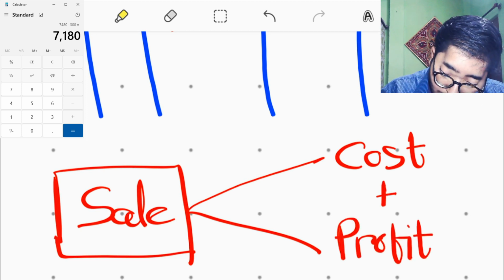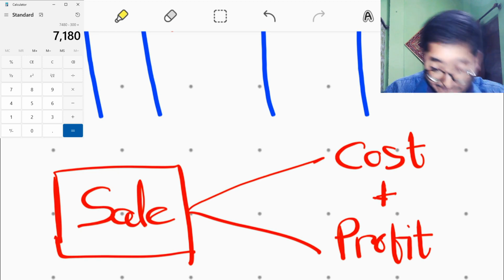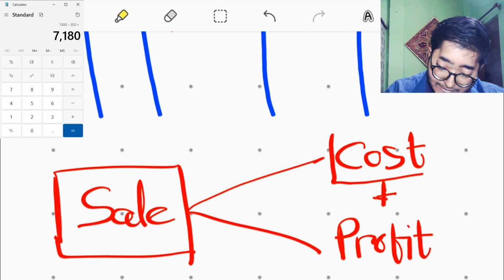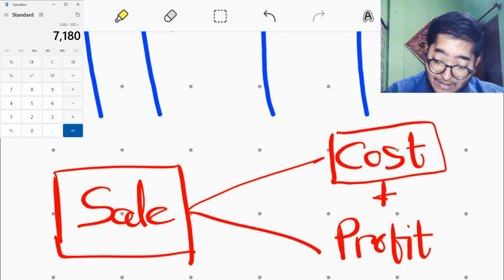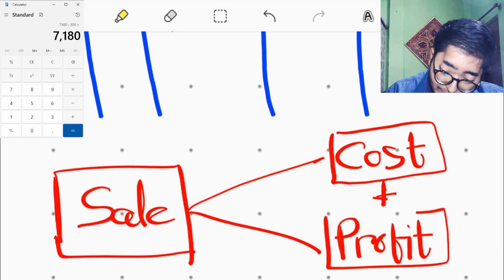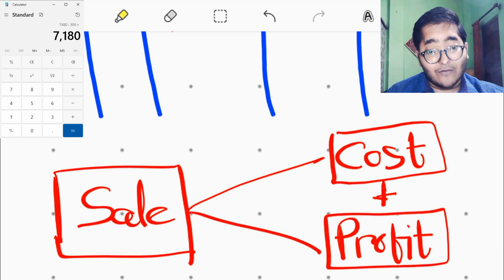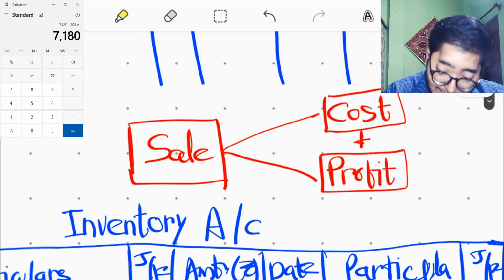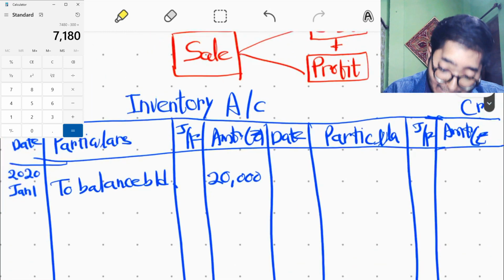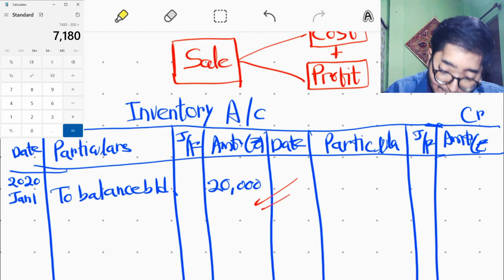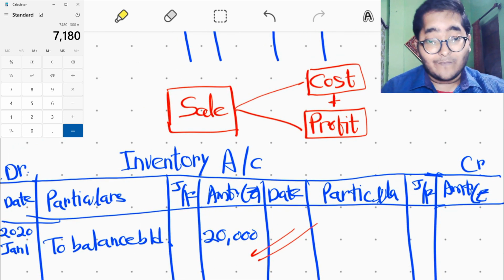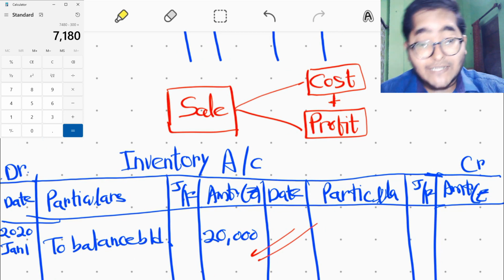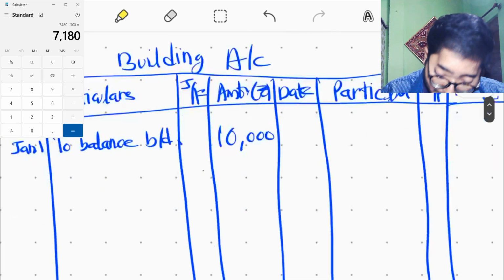This forms up the total sales. That is why inventory should be credited in case of a sale, credited for the cost as per the matching concept, and profit should be transferred to the profit and loss account. So in this transaction, we would be leaving the inventory account just like this. Why? Because no information of profit or percentage of profit is given.